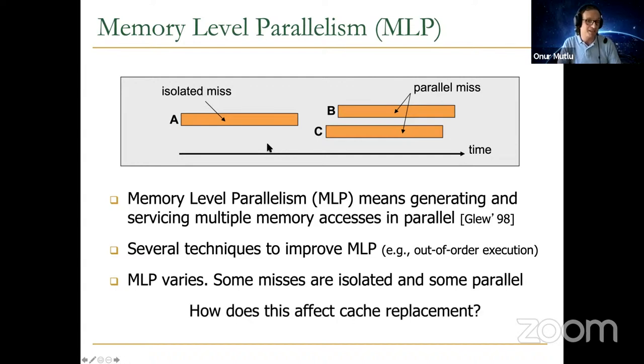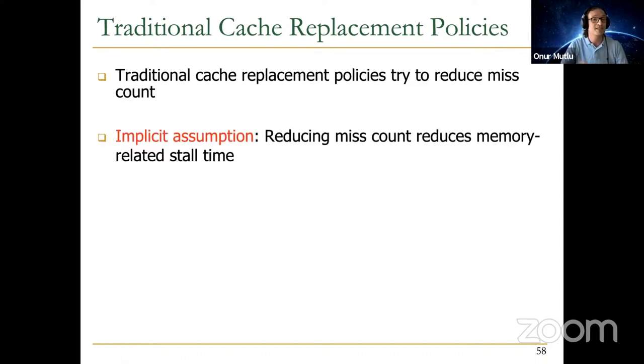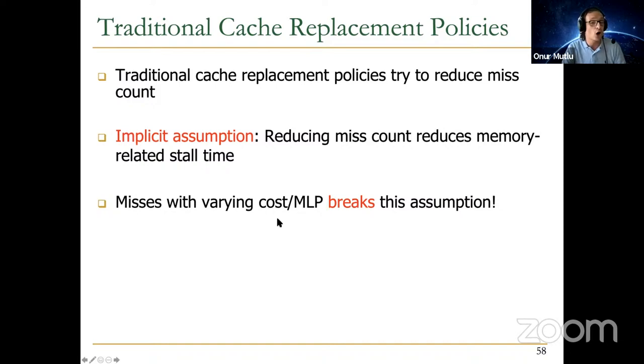And how does this affect cache replacement? I'm going to give you an example, which is very interesting, which also shows that optimal in terms of minimizing the miss rate is not optimal in terms of minimizing the execution time. So basically, if you want to get the same effect on performance, here you need to eliminate B and C together or eliminate A, okay? So basically traditional cache replacement policies try to reduce miss count, and the implicit assumption is that reducing miss counts reduces memory related stall time of the processor. But that's not always the case, because misses with varying cost and memory level parallelism break this assumption.